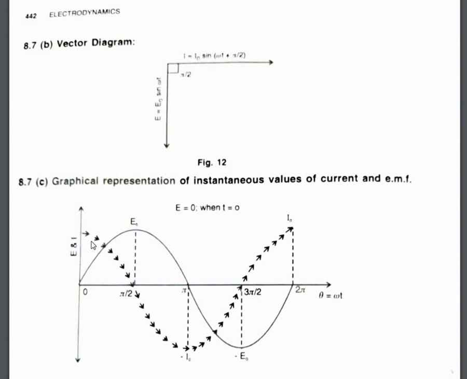So this is the graphical representation of the instantaneous values of the current and EMF. So this is the voltage, where E is equal to E0 sin omega t. And what about the current lead? So when the voltage is 0, the current is at pi by 2. So current leads the voltage by an angle pi by 2. So this is the representation of the current.